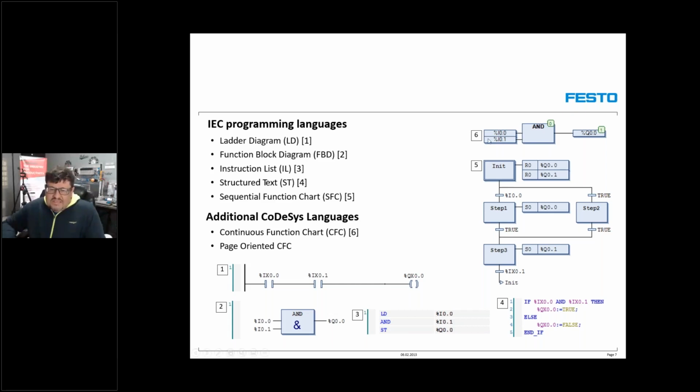And then number 6, like I said to you, is the continuous function chart. Number 4 is the structured text. Now, I normally refer to structured text as the same as C# or C or C++, for the people that actually have a higher qualification when it comes to programming languages.